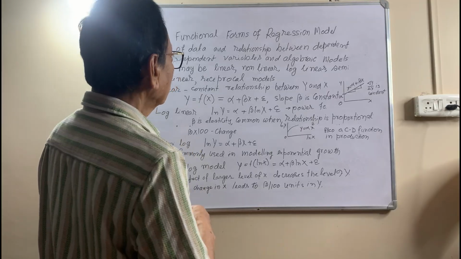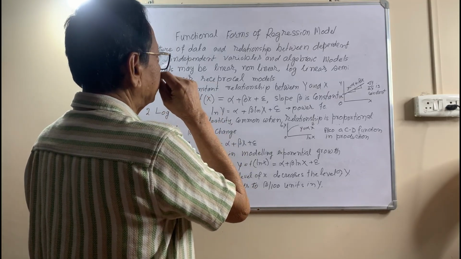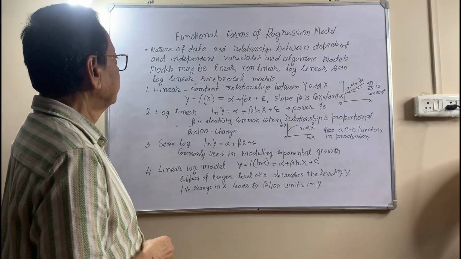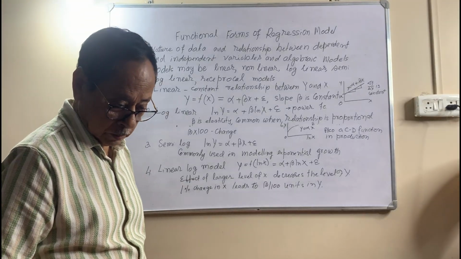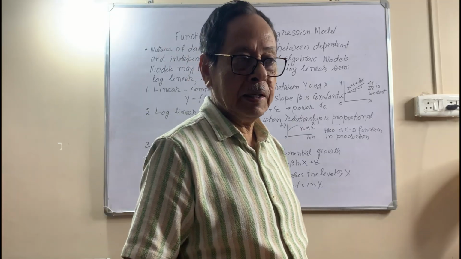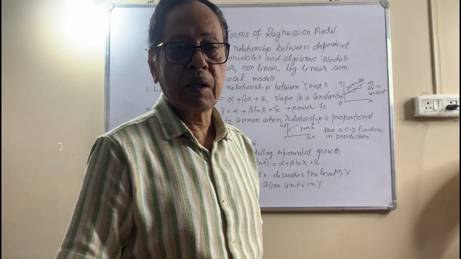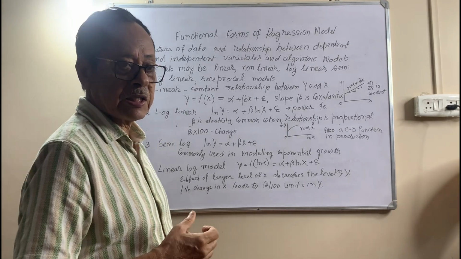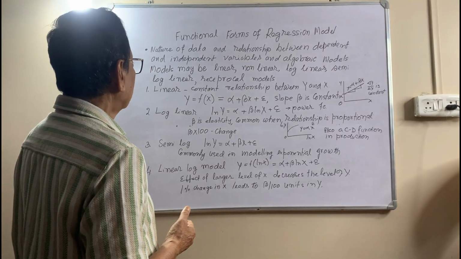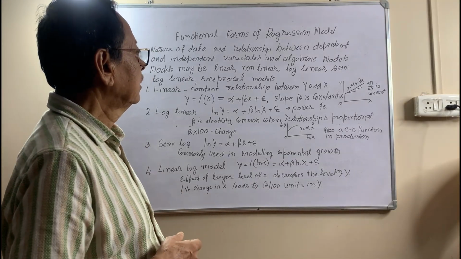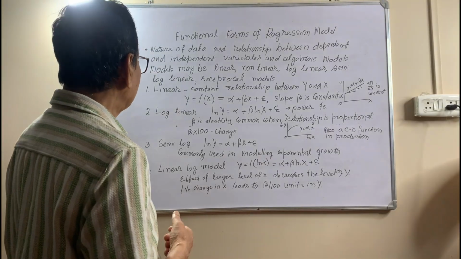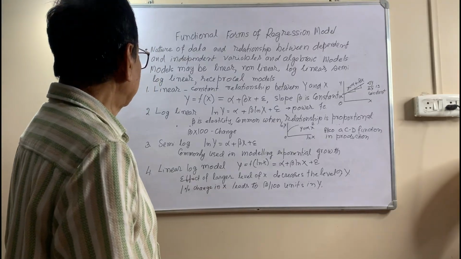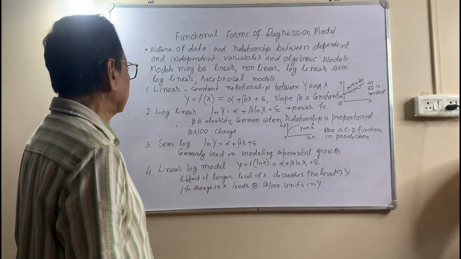Now, these algebraic forms are of different types. So models may be linear models, where y and x, that means dependent and independent variables, are so related, and the data are such that the model is a straight line, or maybe non-linear, then log linear, semi-log linear, and reciprocal models. Now let us discuss one by one the linear models.